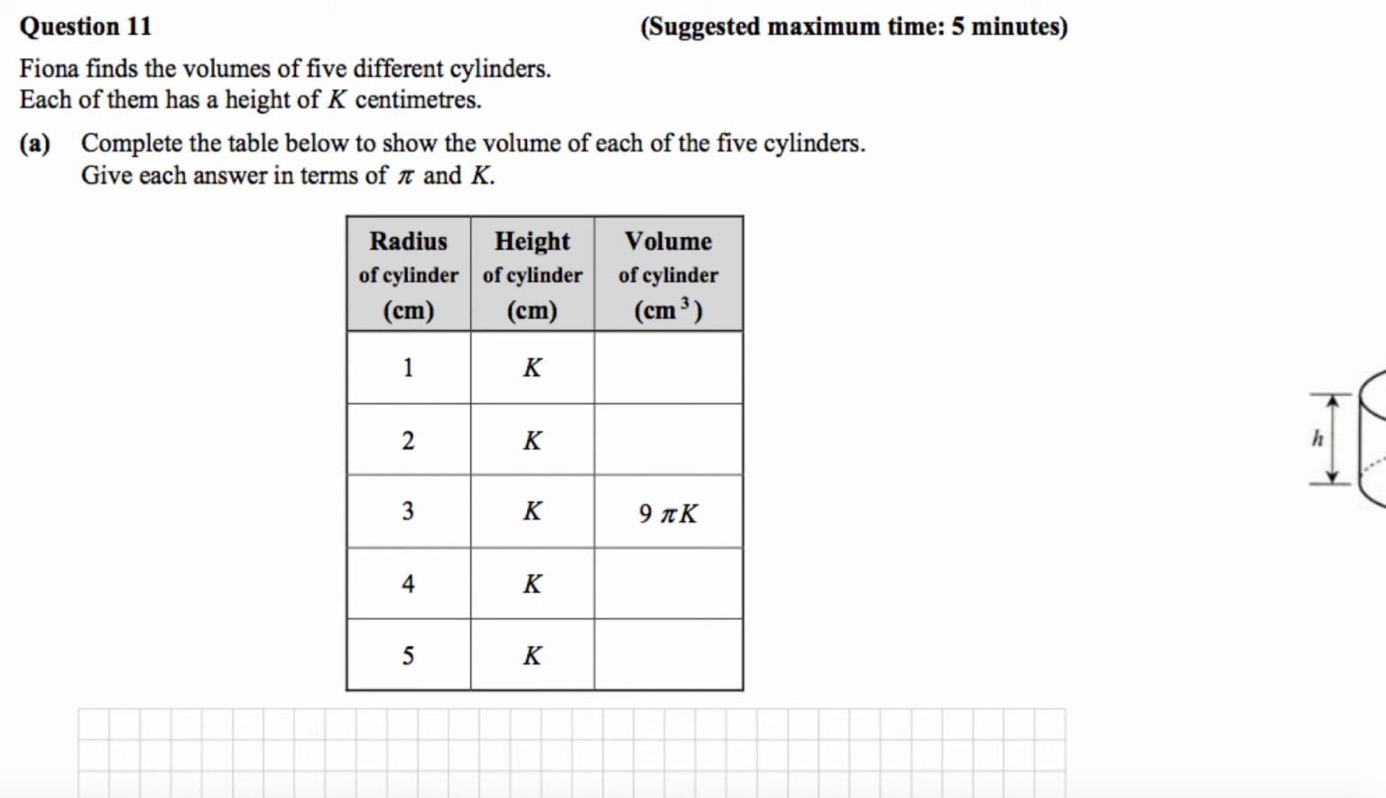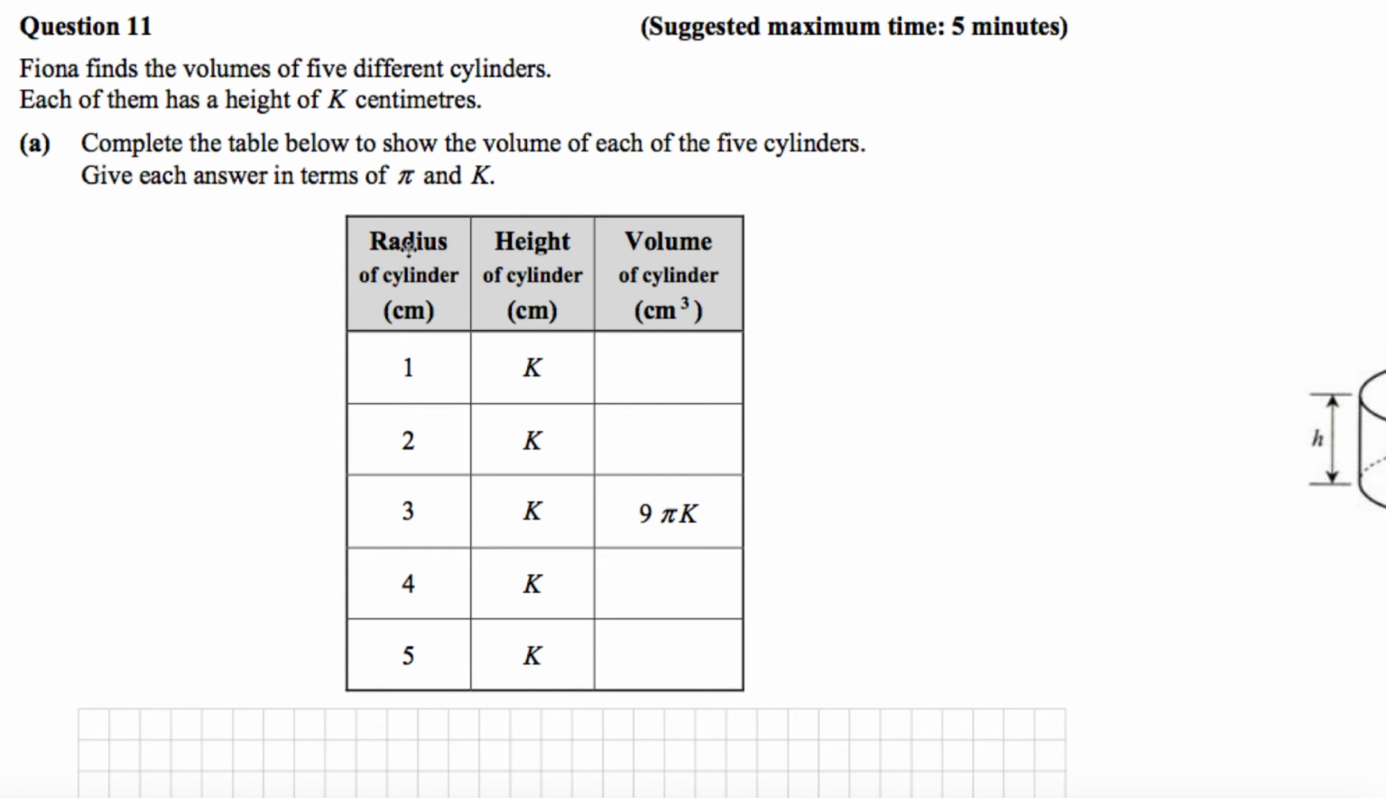So this is the 2016 Junior Cert Higher Level Paper 2 and we're looking at question number 11. Fiona finds the volumes of 5 different cylinders. Each of them has a height of k centimeters. Part A says complete the table below to show the volume of each of the 5 cylinders. Give each answer in terms of pi and k.